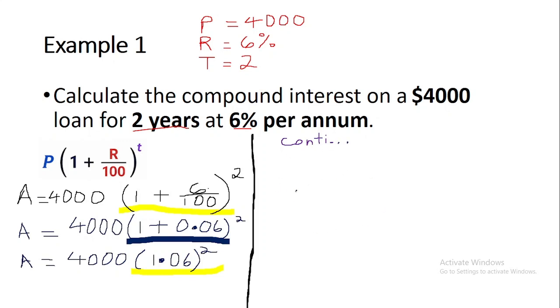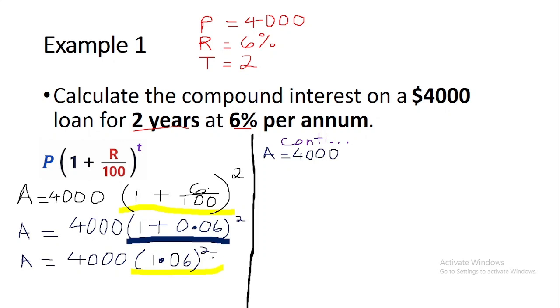Alright, so I'm continuing right here. So this right here, 1.06 squared, it means, so I'm gonna rewrite it now. So A is equal to 4,000, and we're gonna write what this means.